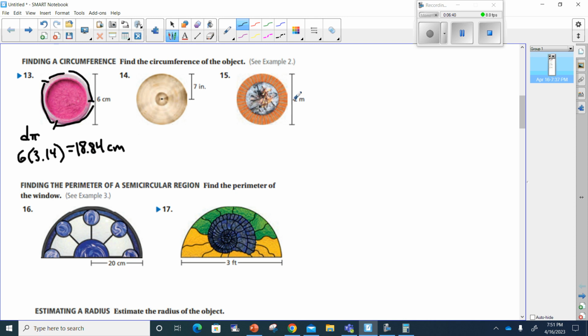All right, number 15 is next. They gave us 2 for the diameter. So remember, the formula is diameter times pi. This is going to give me 2 times 3.14. That's pretty easy to solve. And that's going to give me 6.28 meters. And I know that because 2 times 4 is 8, 2 times 1 is 2, and 2 times 3 is 6. Nothing's carried over.